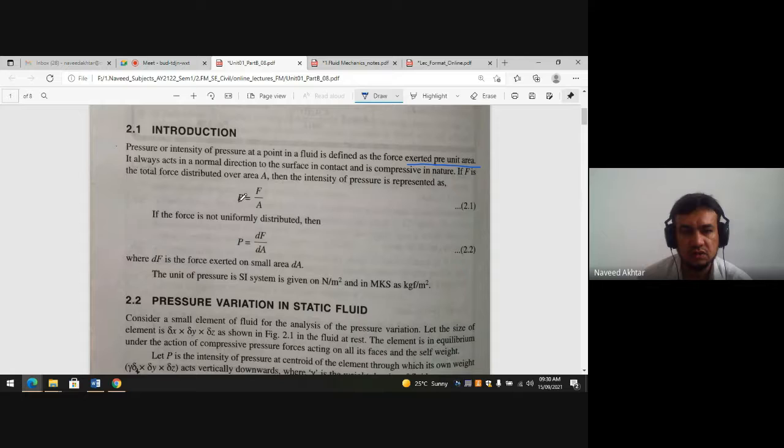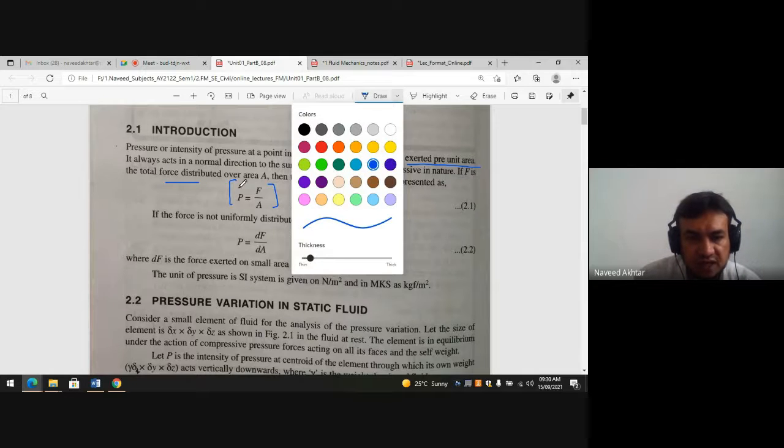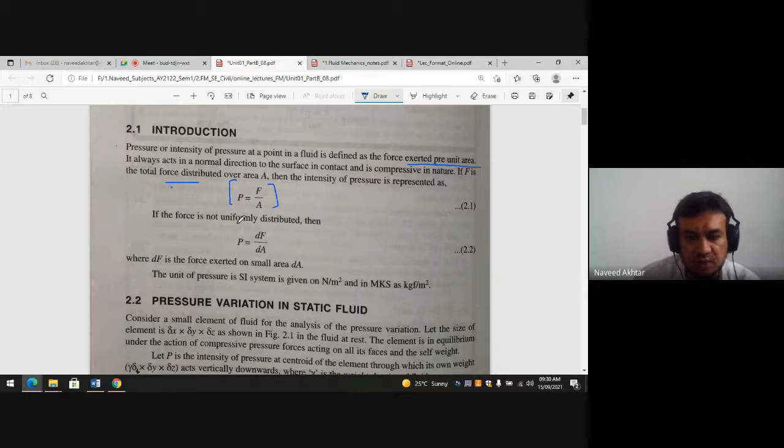If F is the total force distributed over the area A, then the intensity of pressure is represented by P equals F upon A. But if the force is not uniformly distributed, then you can write the pressure as dF upon dA.